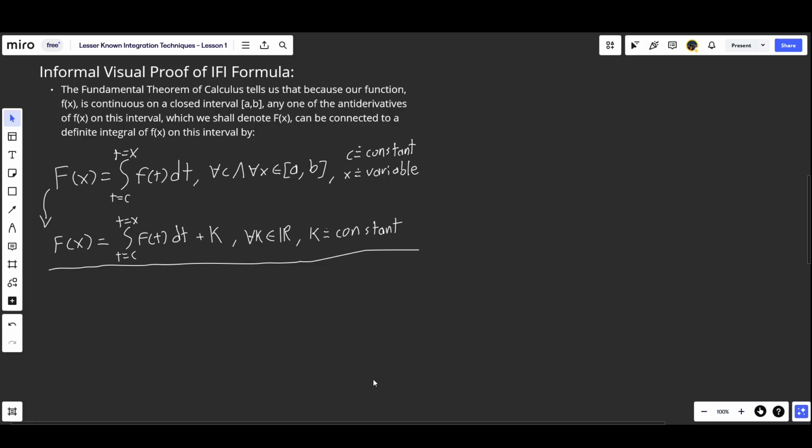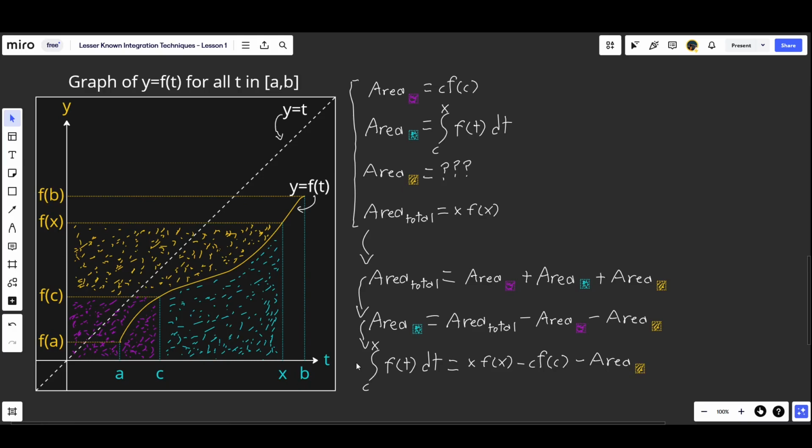Because we have established a connection between the antiderivatives of f of x with definite integrals of f of x, we can start to visualize f of x's antiderivatives using the idea that definite integrals represent areas beneath a curve. In this graph, I have depicted f of x or f of t using the dummy variable as an arbitrarily chosen, strictly increasing, continuous, and invertible function on the closed interval a to b.